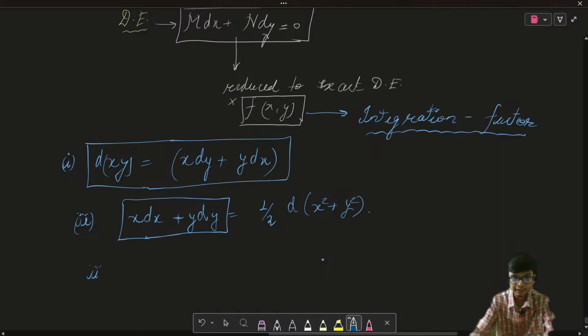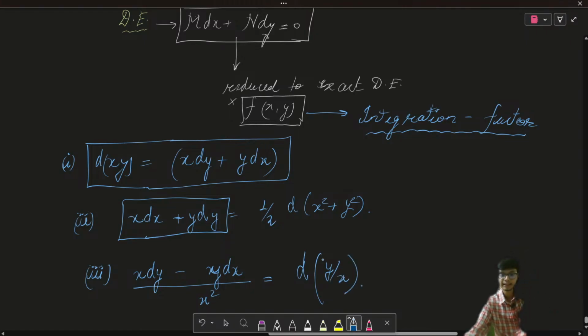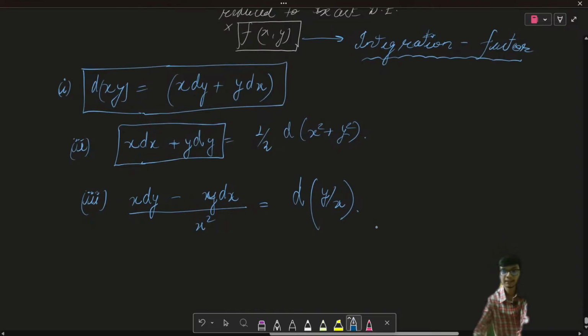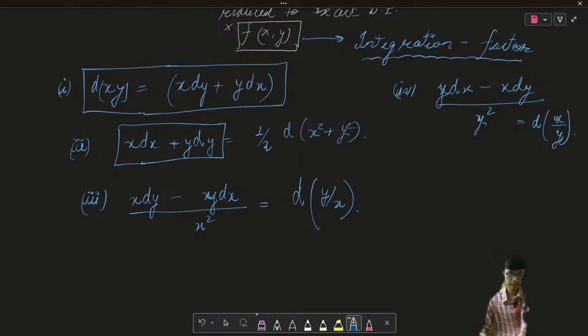Now, the third identity can be given as: if I have x dy minus y dx divided by x square, that can be given as the derivative of y upon x. Similarly, in the fourth part, if I have y dx minus x dy whole divided by y square, that can be given as the derivative of x upon y. Okay, x upon y, right?